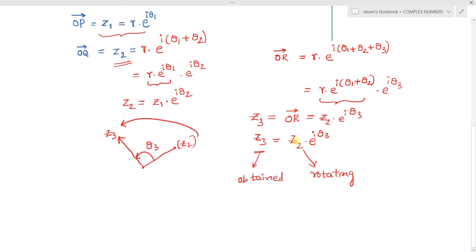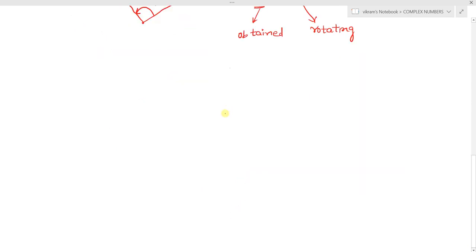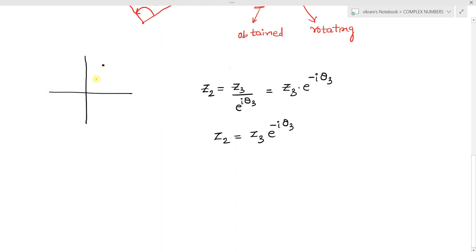The same thing can be written from this one: z2 can be written as z3 divided by e to the power iota times theta 3, which equals z3 times e to the power minus iota times theta 3. So z2 equals z3 times e to the power minus iota times theta 3. Here the point is z2, which is represented with q, and the other point z3 is represented with r. To obtain z2 from z3, it has to be a clockwise rotation with an angle of theta 3.